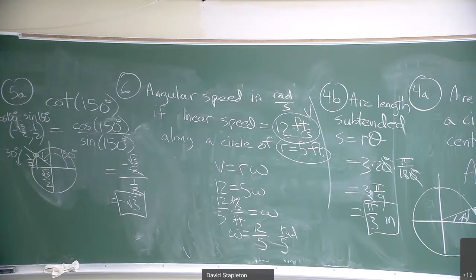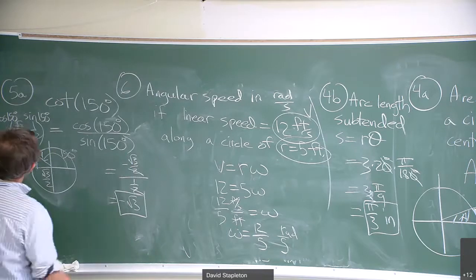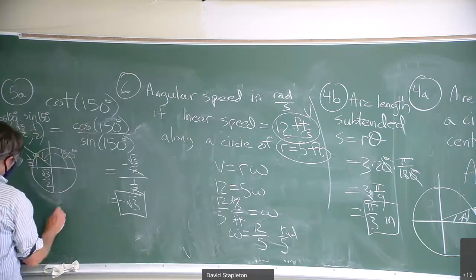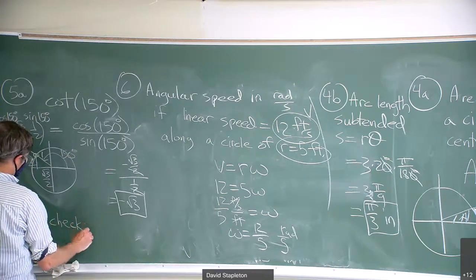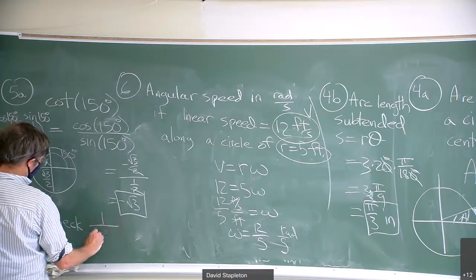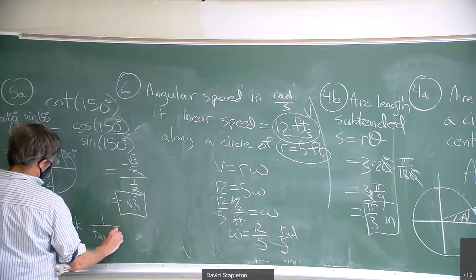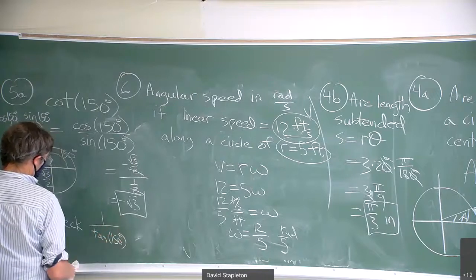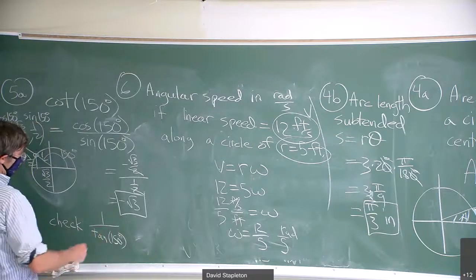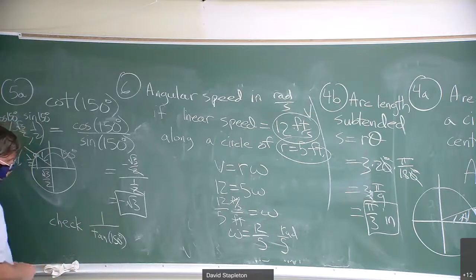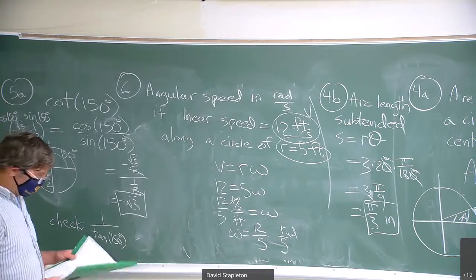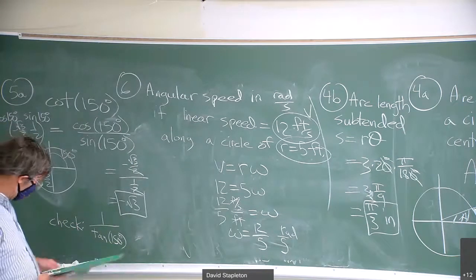You can check your answer pretty easily too, right? All you have to do to check your answer, with a calculator or whatever, is take 1 over tangent of 150 degrees. And that will check it, see if you get the same decimal as the decimal calculator gives. Anything else in particular you'd like to see yet?